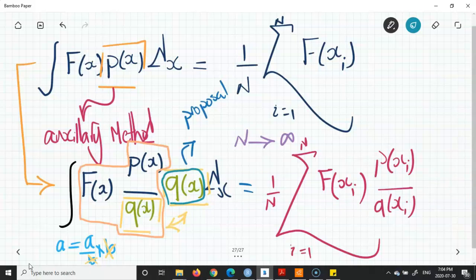And now that's what we see here. That's this function, which is now being evaluated at each point drawn from q of x, not anymore from p of x.